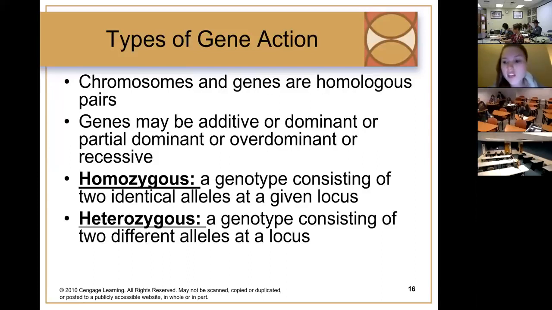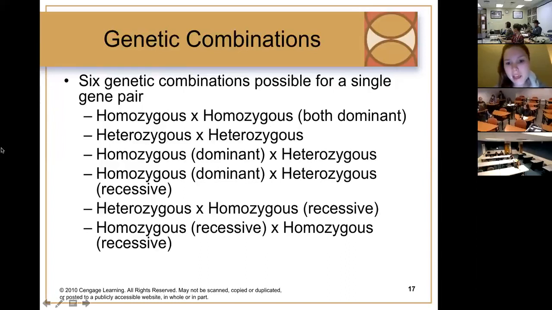And then if a genotype has two different alleles at a locus, it's heterozygous. So make sure you keep that straight. Homo is the same, and hetero would be two different ones. So those are just two different genotypes that you could have. This will probably make a little bit more sense once we get to the example.